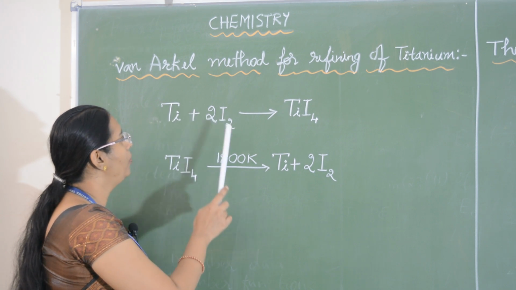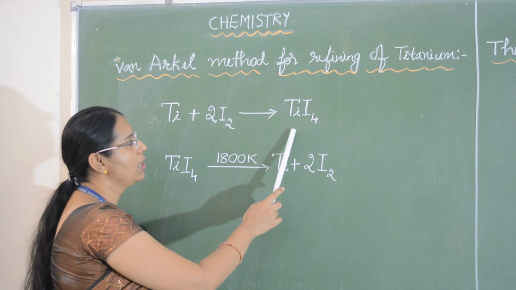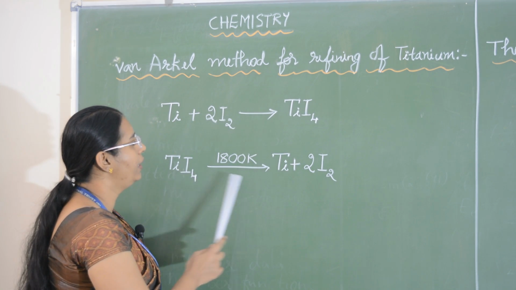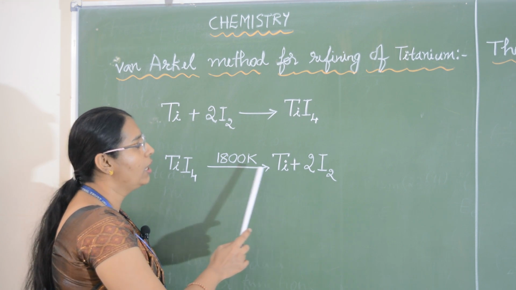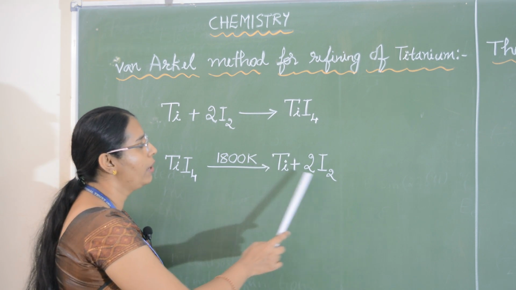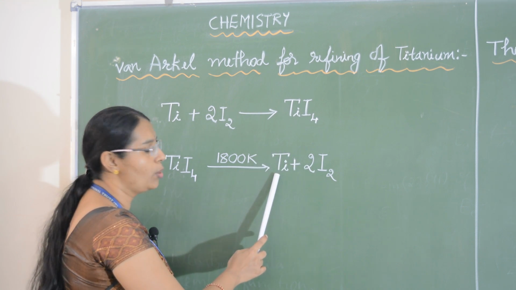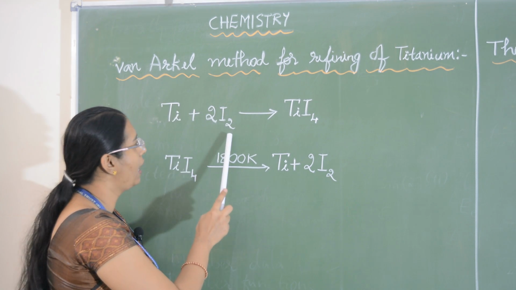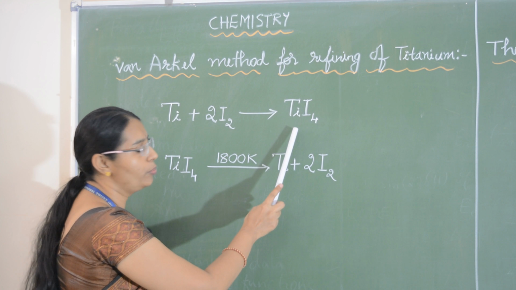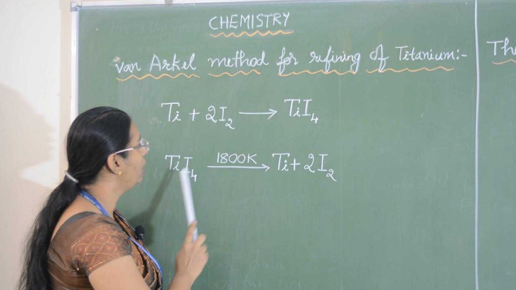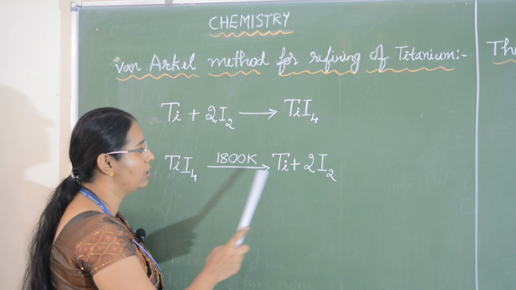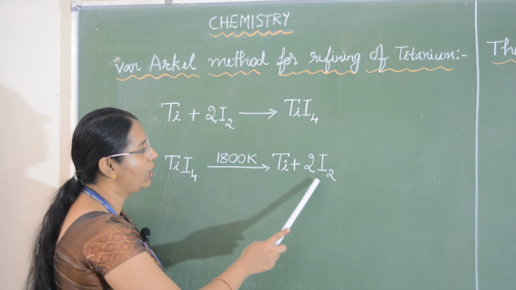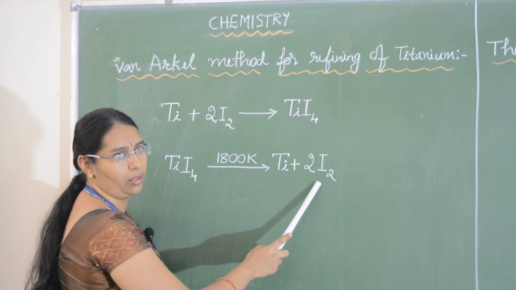So titanium upon heating with iodine vapors gives titanium iodide, which is a volatile compound. This upon heating to 1800 Kelvin temperature dissociates to give titanium as well as iodine. So this titanium obtained is in the purest form. I repeat, titanium initially reacts with iodine to form volatile compound titanium iodide, which upon heating to 1800 Kelvin temperature gives pure titanium, which is deposited on tungsten filament, and it gives the byproduct as iodine.